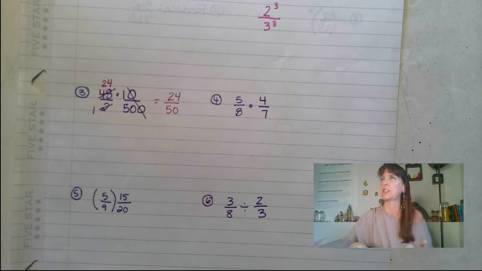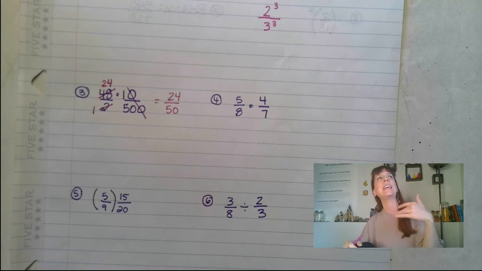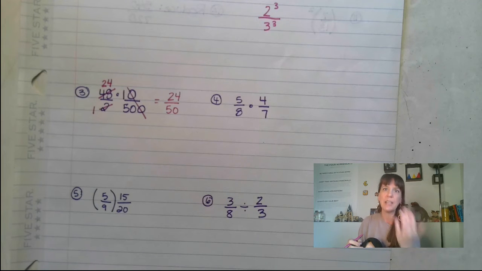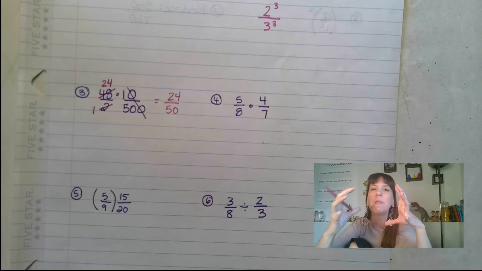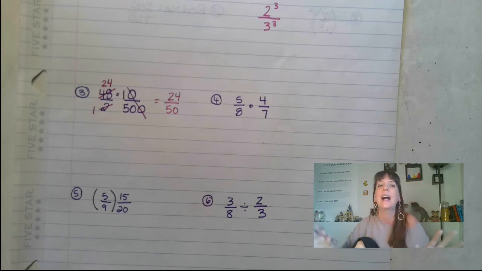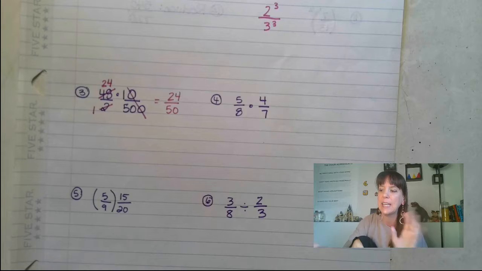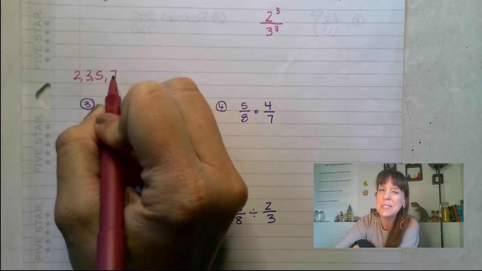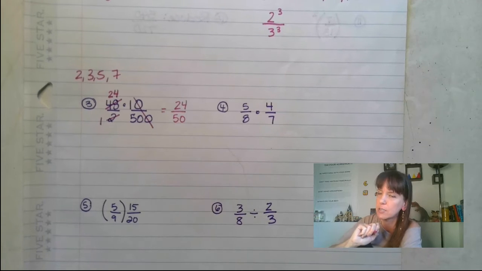Now, reducing fractions, yes, you could totally find the least common or greatest common factor that they have, and you could divide the top and bottom by that. Find the greatest common factor of the numerator. Find the greatest, I can never remember that. So what I end up doing is 2, 3, and 5, and sometimes 7. You really got to know your multiples of 7 here. This is where it's helpful.